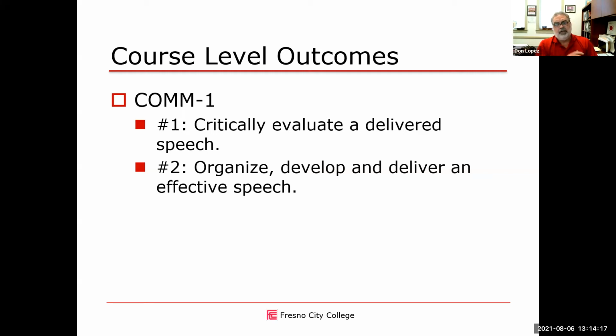Okay. All right, so these have been established by the faculty member. They're part of the course outline of record. And so these are the ones that they utilize, right? And so then they're going to evaluate how well a student can do these things. How well does a student critically evaluate and deliver a speech, or organize, develop, and deliver an effective speech? Right? And so now what we're going to do is we're going to jump over into Canvas, right? And I'm going to show you what this looks like from within the Canvas environment.